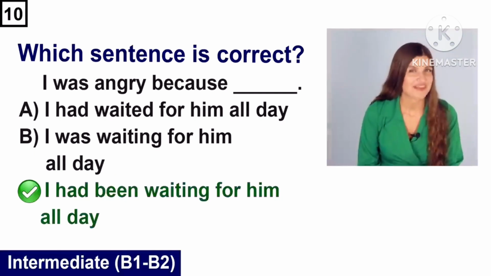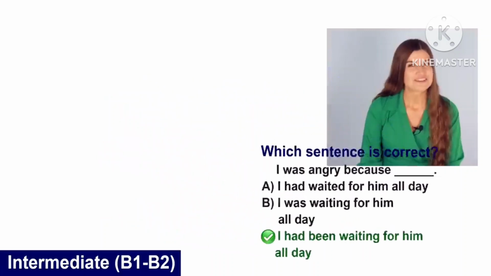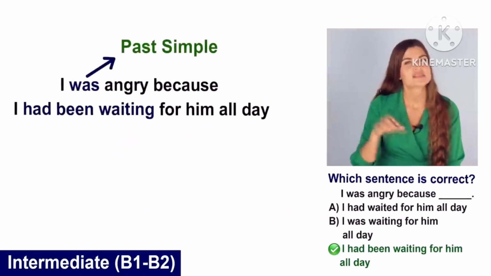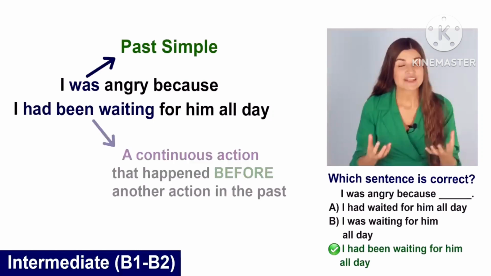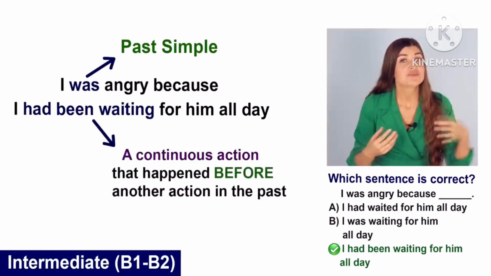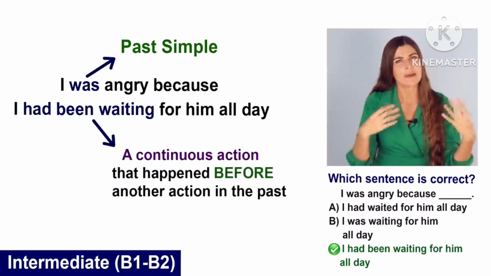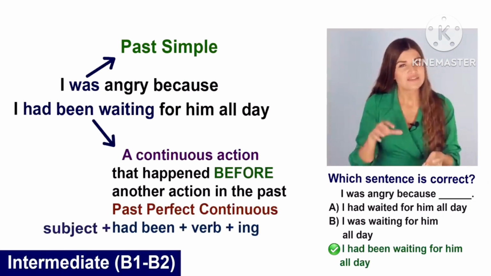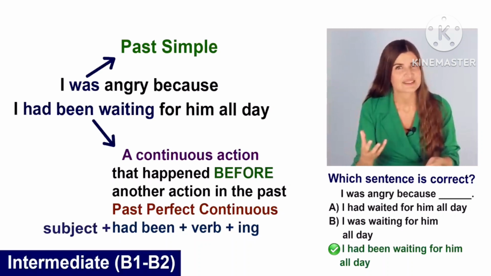Had been waiting for him all day. The first part of the sentence is the past simple. I was angry. When we're talking about something that happened before another action in the past, we use past perfect continuous, if that action was continuous. Subject plus had plus been plus a verb plus ing.